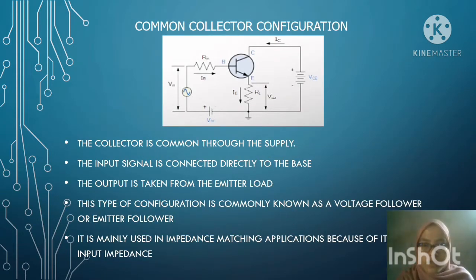The next configuration is the common collector configuration. In this configuration, the collector terminal is common through the supply. The input signal is connected directly to the base. The output is taken from the emitter load. This type of configuration is commonly known as a voltage follower or emitter follower. This configuration is mainly used in impedance matching applications because of its high input impedance.